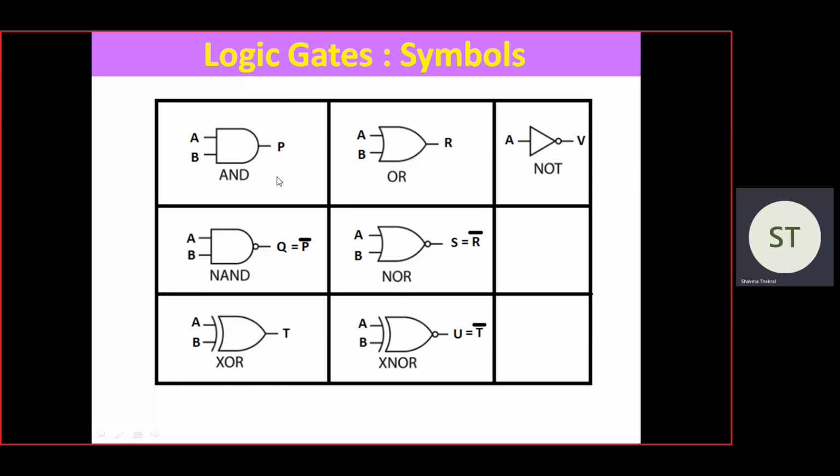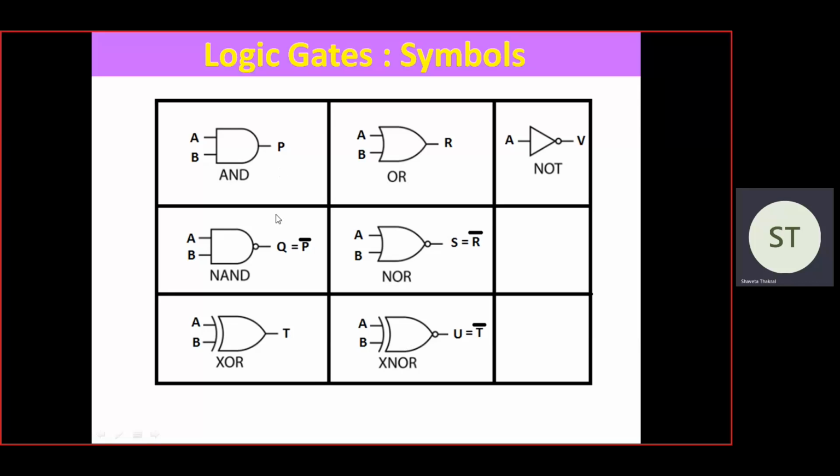And if we see the relation between P and Q, this is for the AND gate, this is for the NAND gate. So Q is the inverted P, we can say. And if we see the relation between the NOR gate and OR gate, here the output is S, here the output is R. So S is the complemented R. And what is the relation between XOR and XNOR gates? They are also complementary. The output here is T, the output here is U. So U is the complement of T.